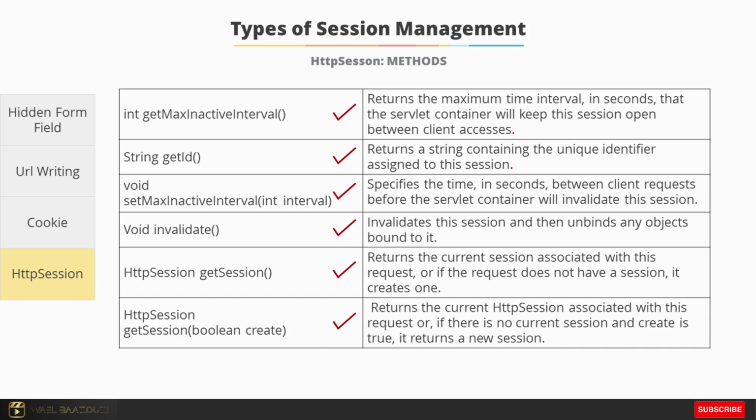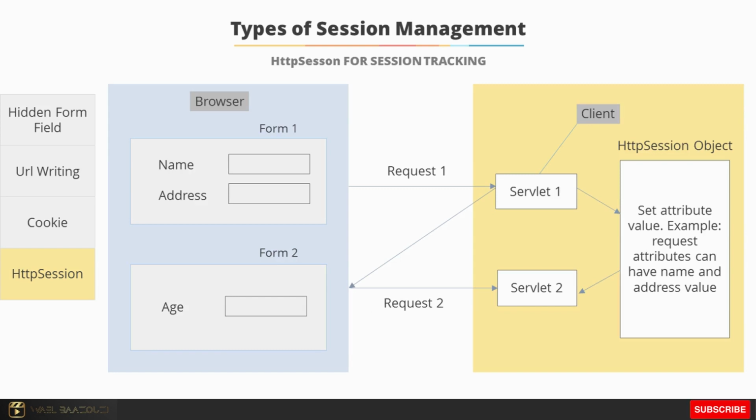So here the client browser sends a request to the servlet. The servlet creates a HTTP session object and sets a key pair value as an attribute, and on the subsequent request that comes from the client, the servlet checks if that attribute value exists in the session object. It retrieves the value and sends it back to the client browser.